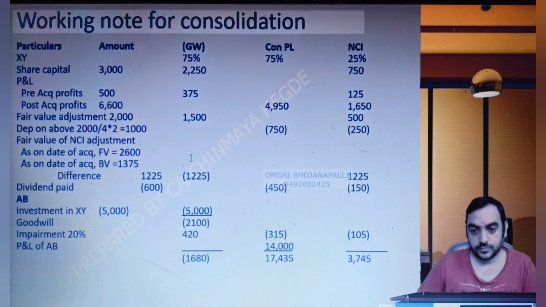So two dividend adjustments are there. One dividend adjustment is proposed, the other dividend adjustment is paid during the year. So proposed dividend we will ignore. Dividend yet to be paid we don't consider. Dividend yet to be paid will be ignored. And dividend already paid will be considered. Just read the problem once more for 2 minutes.